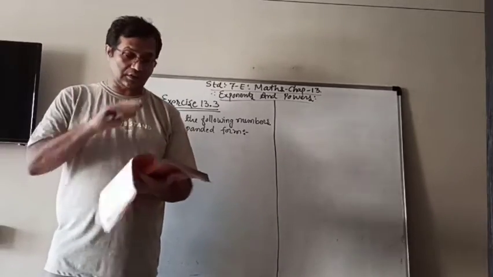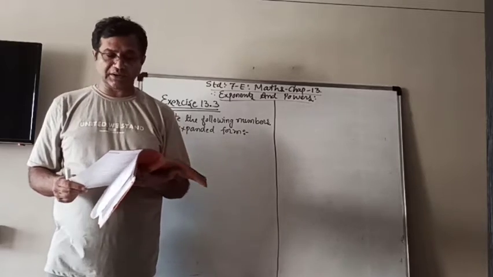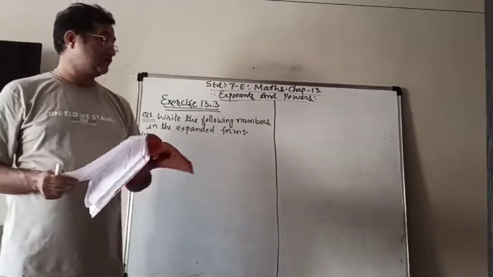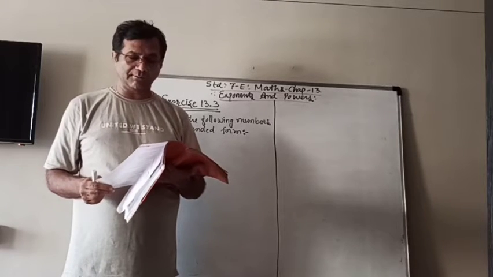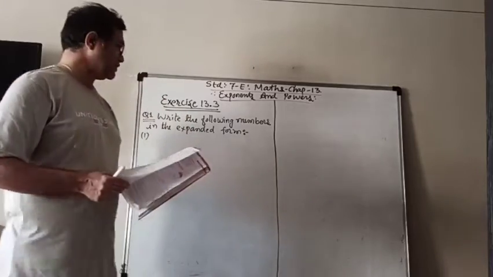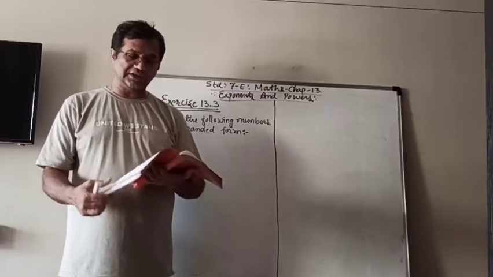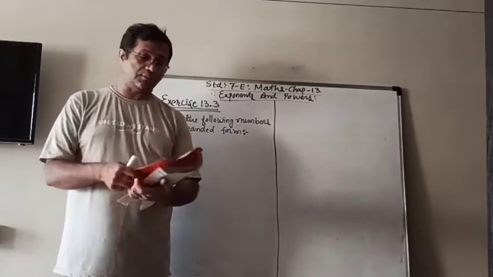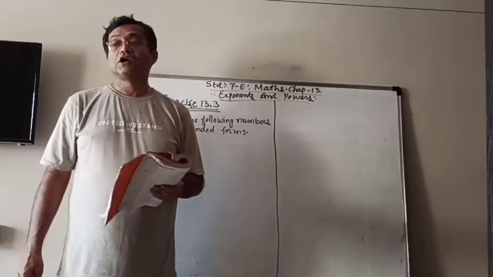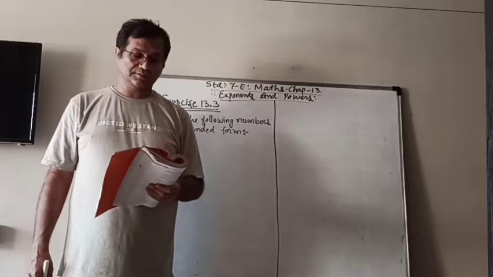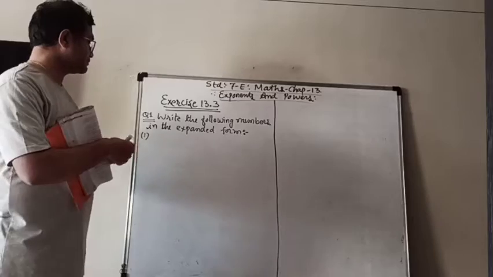In the last session, we learned about the decimal number system, in which we learned the expanded form of the number as a power of 10, and then we learned the standard form. So let's start exercise 13.3. Question number 1 is, write the following numbers in the expanded forms.